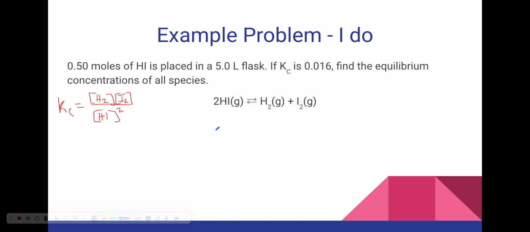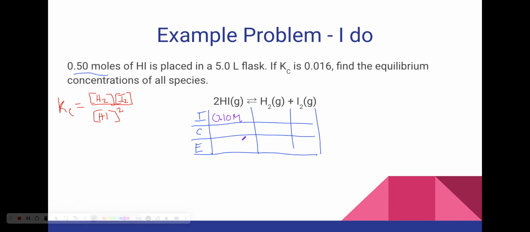Now we've got to construct an icebox. So initial, change, equilibrium. I'm going to briefly set this up as well as convert our 0.50 moles into molarity of HI. So I'll be back in just a moment.